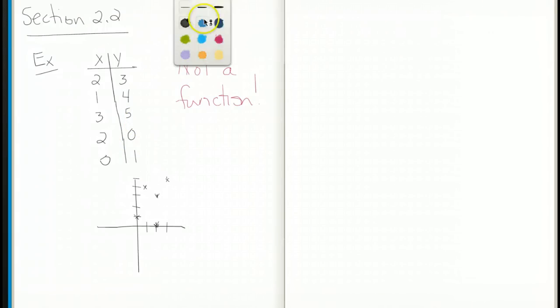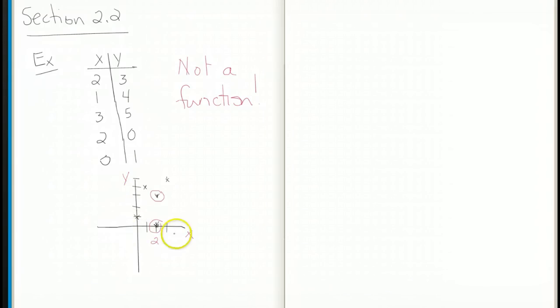If we look at where those points are on the graph here, there's one right here and one right here. Notice that the x values, the inputs, are on the x-axis. The input of 2 has two output values for y, and y is on the vertical axis. So inputs are on the horizontal, outputs are on the vertical. The input of 2 has two corresponding outputs, a 0 output and a 3 output.